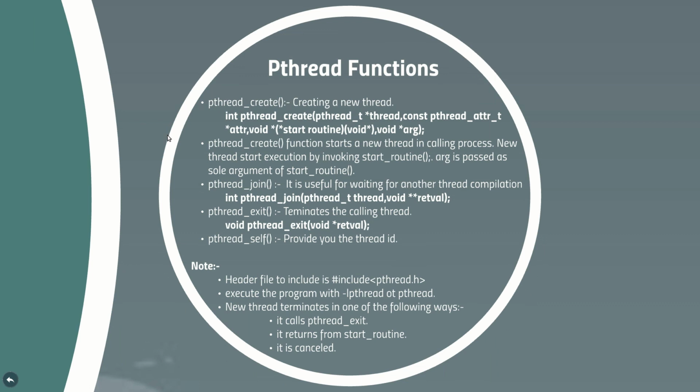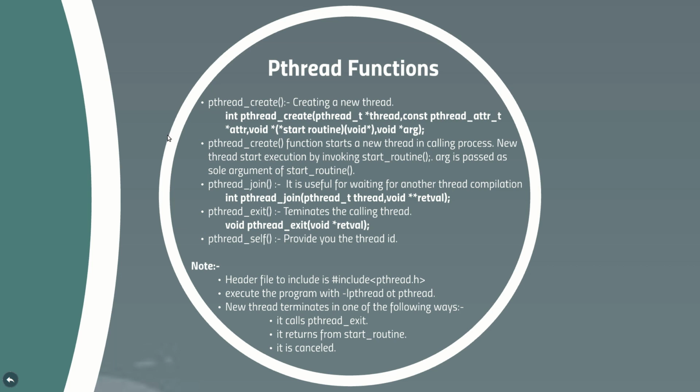So what are the thread functions we can use to create a thread? I will write a simple thread program, and we will use all these functions to explain in depth how threads work. First is pthread_create. It will create a new thread. The pthread_create function starts a new thread in the calling process, and the new thread starts execution by invoking the start routine. The argument is passed as the sole argument of the start routine. The start routine is your thread function name.